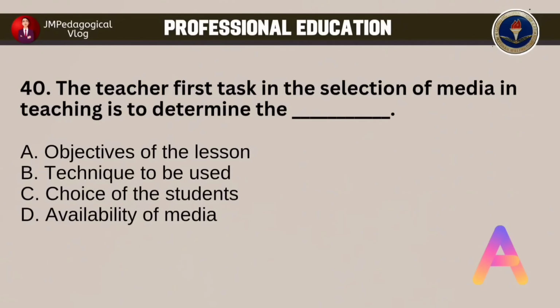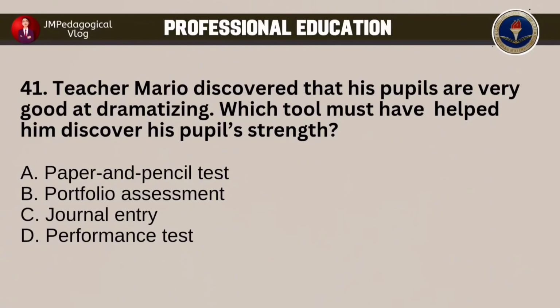41. Teacher Mario discovered that his pupils are very good at dramatizing. Which tool must have helped him discover his pupils' strength? A. Paper and pencil test. B. Portfolio assessment. C. Journal entry. D. Performance test. D. Performance test.